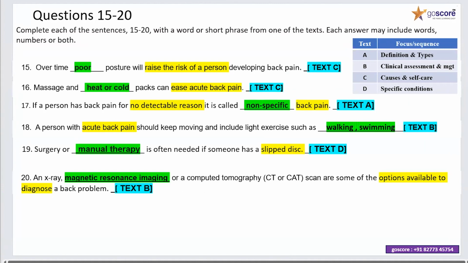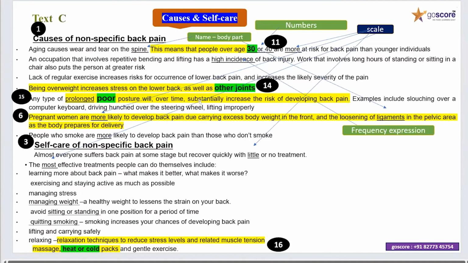Now you will have a doubt. There again one more over time is there. That means if you are standing for a long time, then later, over time, it substantially increases the risk of developing back pain. If you continue that, then you will develop the risk of back pain. So prolonged means over time is there in the question. You need to write only poor. The answer also is there in the text. So only one word, poor, is the answer. Moving to the next question.